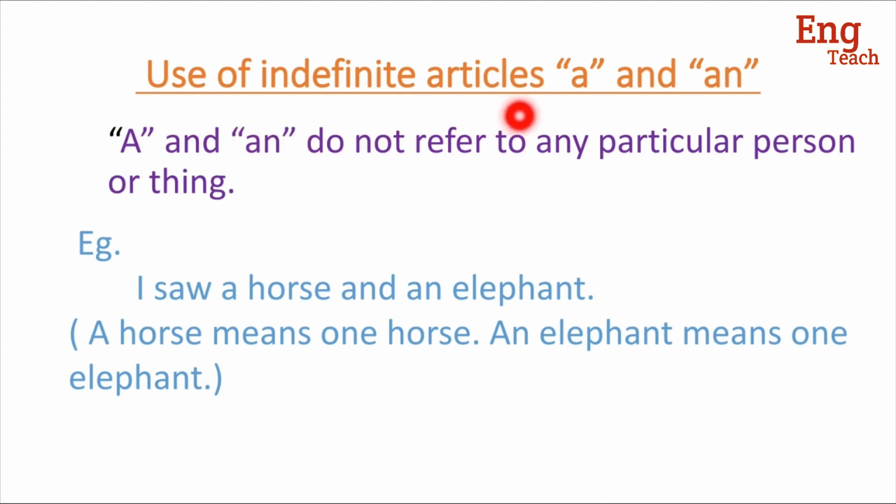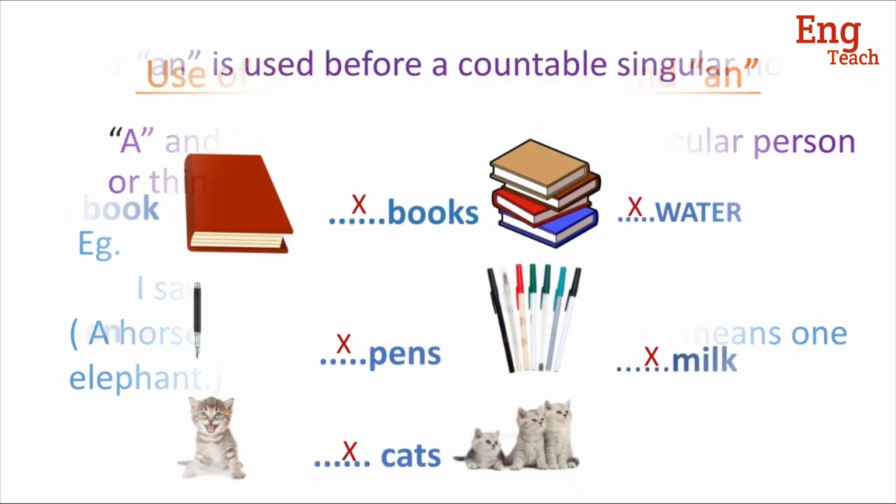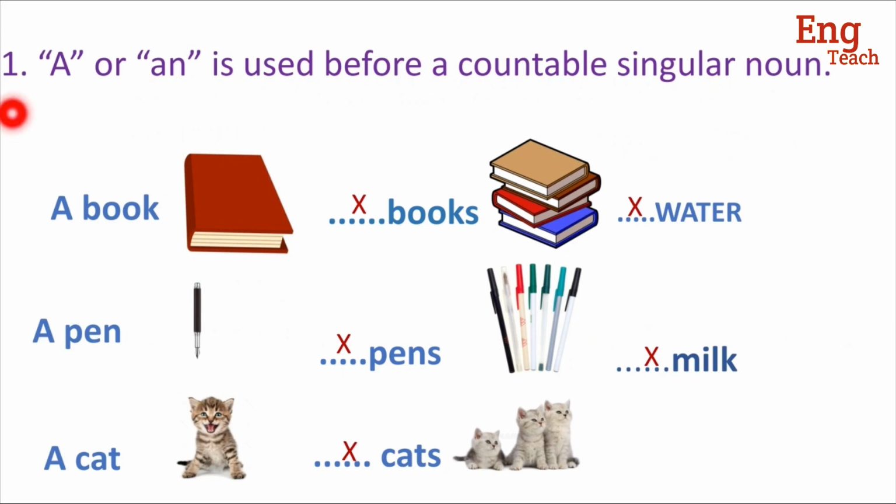Use of indefinite articles a and an. A and an do not refer to any particular person or thing. For example, I saw a horse and an elephant. A horse means one horse, an elephant means one elephant. Rule number 1. A or an is used before a countable singular noun.